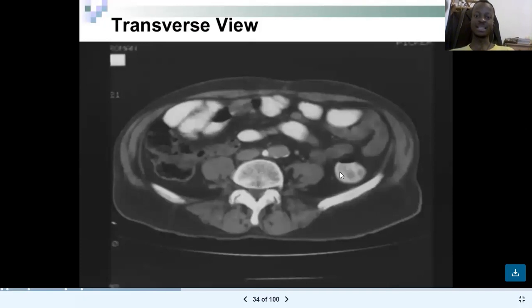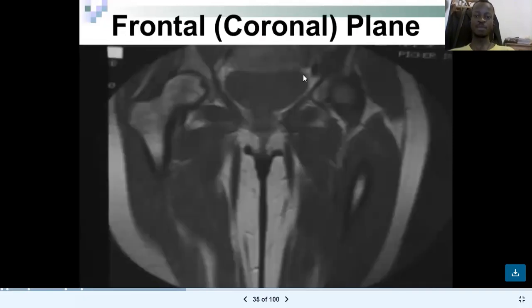These are actually structures that we are visualizing in the body. In this case, we can say these are intestines. This is a frontal plane or a coronal plane. Here we can say we are looking at the femur. This is part of the femoral perineum.